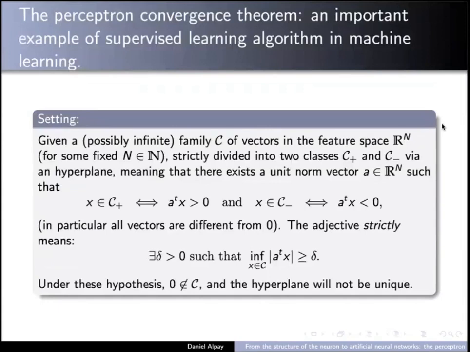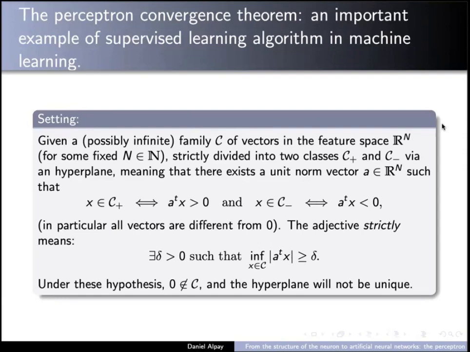So what is the setting? We have a possibly infinite family of vectors in the feature space Rn. Rn, when you are in machine learning, is called feature space, but it's our usual Rn. And here n is finite, but then you divide it into classes, and you want to find A. We don't know the A. If we knew the A, there would be nothing to do. But we know there is an A so that this holds.